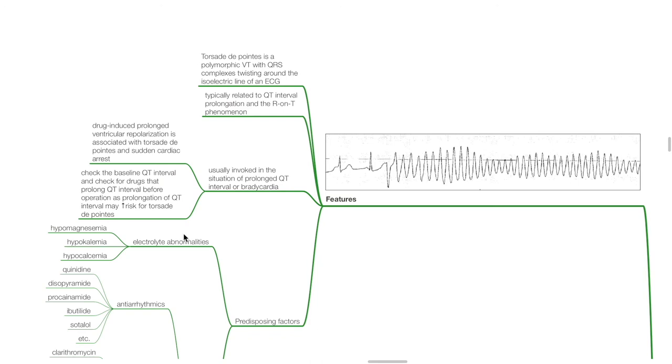Torsades de pointes is usually invoked in the situation of prolonged QT interval or bradycardia. Drug-induced prolongation of ventricular repolarization is associated with Torsades de pointes and sudden cardiac arrest. Check the baseline QT interval and check for drugs that prolong QT interval before operation, as prolongation of QT interval may increase the risk of Torsades de pointes.